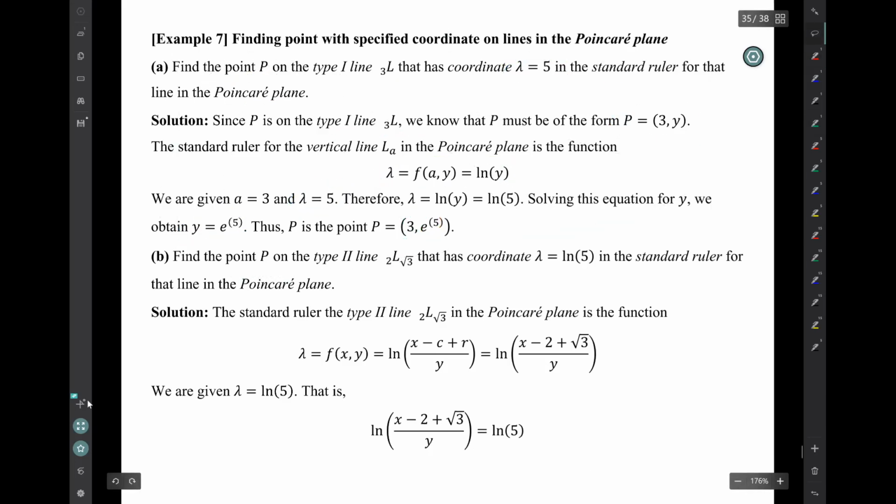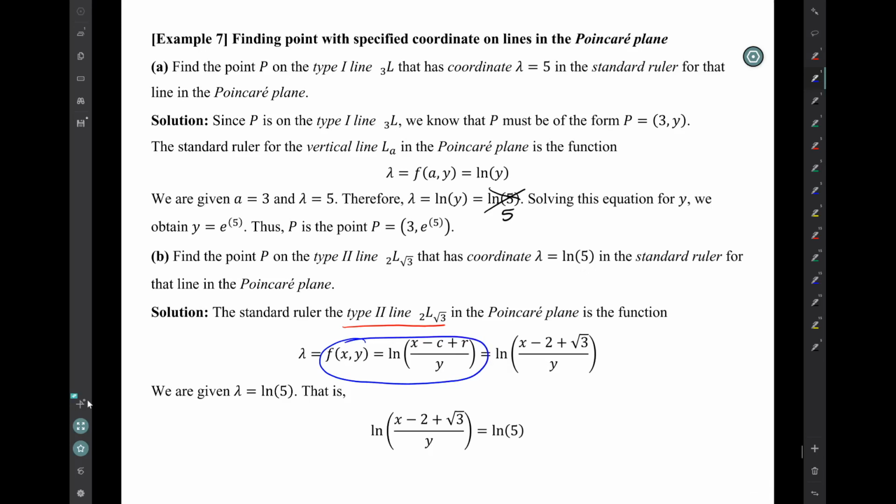Question B. Find the coordinate of point P on the type 2 line that has center C and radius square root of 3, that has the coordinate lambda equals ln of 5 in the standard ruler. So in question A, we just had the coordinate should be the number 5. But in question B, our coordinate is lambda equals ln of 5. Well, the standard ruler for the type 2 line is this messy formula. F of (x, y) is this thing.